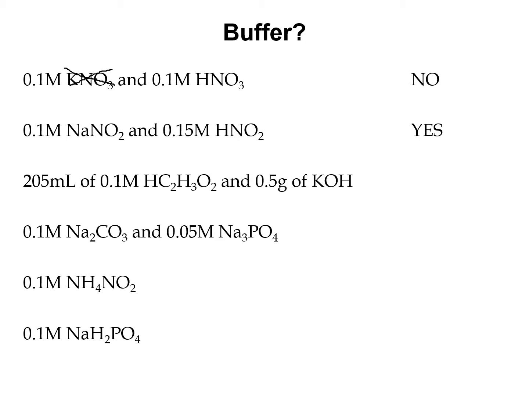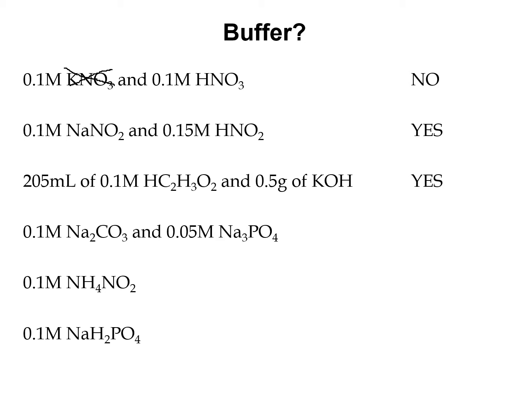Look at our third example. We have 205 milliliters of a 0.1 molar acetic acid solution and 0.5 grams of potassium hydroxide. Here, the acetic acid is a weak acid, so it can absorb hydroxide. Whereas potassium hydroxide is a strong base, but if you look, the base will absorb hydrogen ions. So this can be considered a buffer.